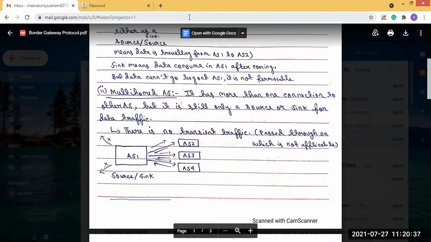Here you see, we have said that more than one connection is present. Autonomous system 1 is connected to autonomous system 2, autonomous system 3, and autonomous system 4 also. That means it has multiple connections. And here also, the concept present is source and sink.